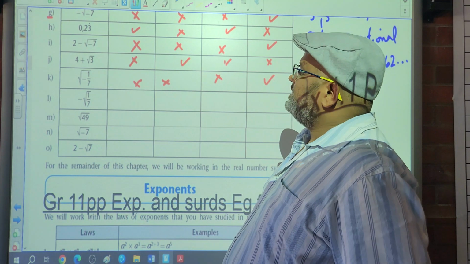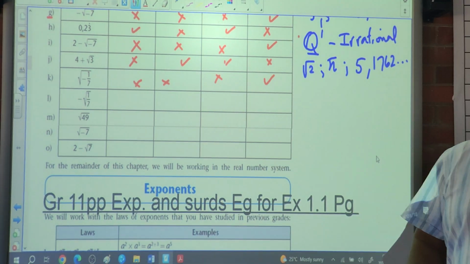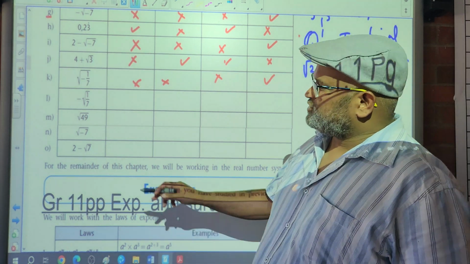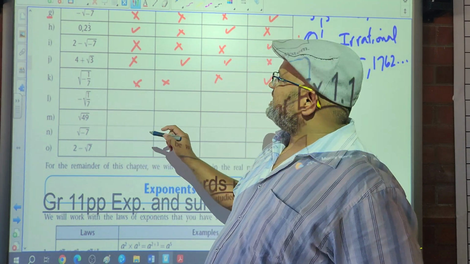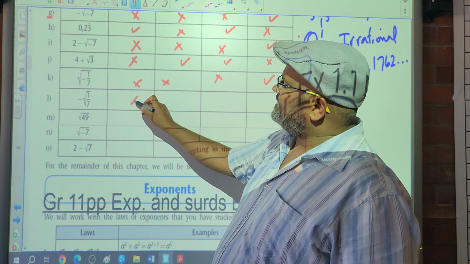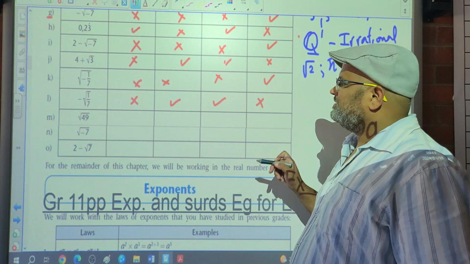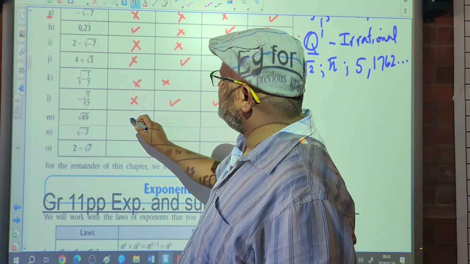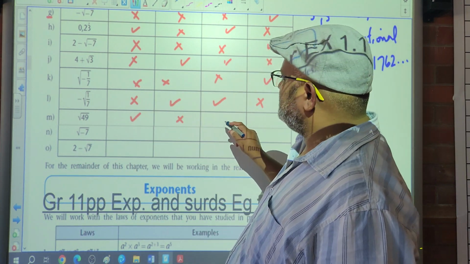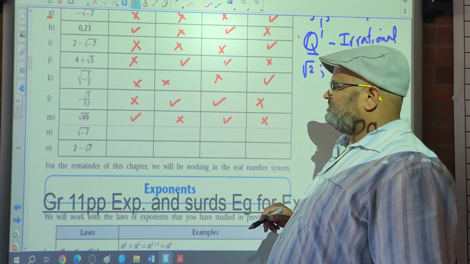So, negative square root of 1/7. As the square root of 1 is 1, the square root of 7 is a surd. Okay? So that is irrational and real. The square root of 49 is what? 7. So that is rational. Not irrational, and real and not non-real.